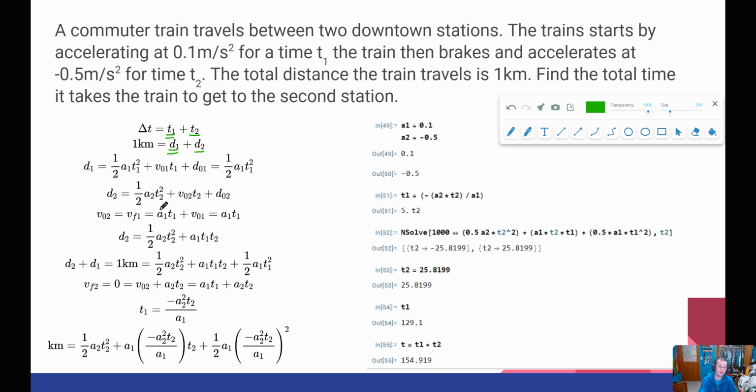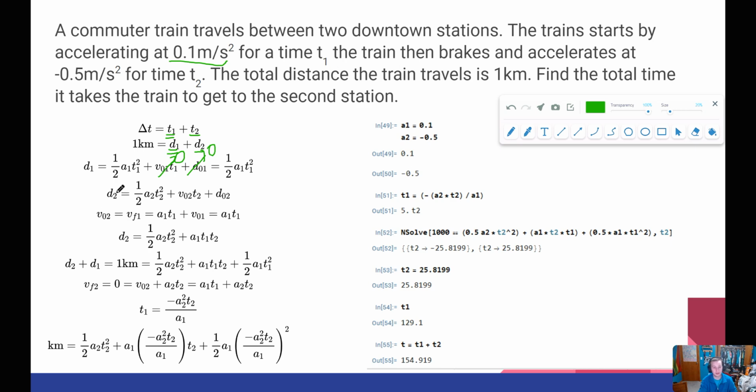Okay, so we know that d sub 1, the same d sub 1 from over here, is 1/2 the acceleration of the first part, which is 0.1, times t1 squared plus the v naught of the first initial times t1 plus d naught 1 is equal to, and then that's just equal to this, right? Because this is 0, and this also goes to 0. Okay.